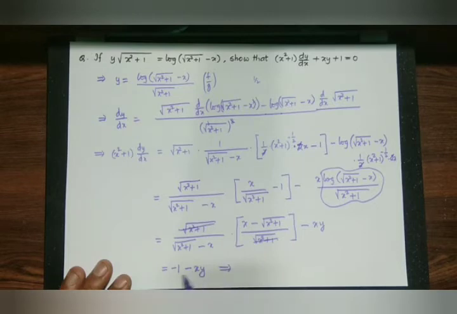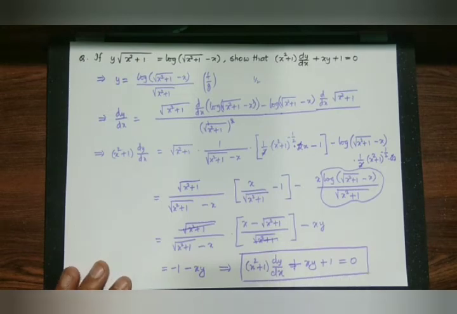So if I take these two here in the left hand side, then I have x square plus 1 dy by dx is equal to, so this xy goes there, okay, so plus xy, and this minus 1 also goes there, so becomes plus 1 equals to 0. So that's what we wanted to prove here. So pause the video to note down.